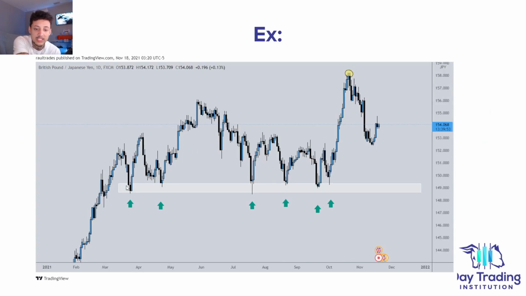Example, right? This is a liquidity pool. So this is an area, right? Notice this box is kind of highlighted here, this gray one, right? Notice how price, every time it hit this level, it had a big move to the upside, and we had big rejection of this level here, right? This is what we call a liquidity pool.